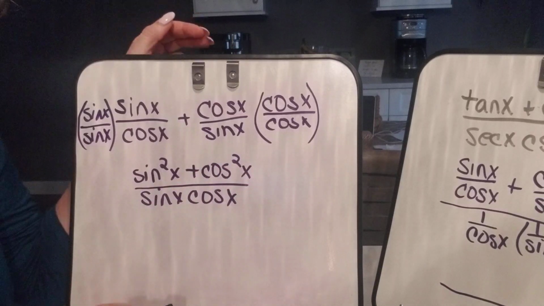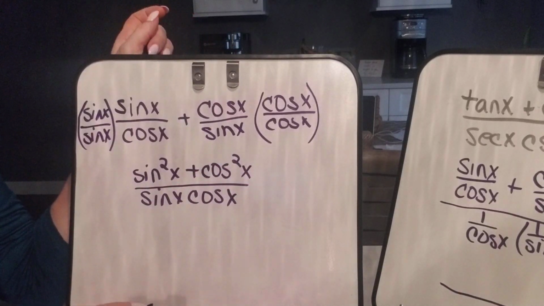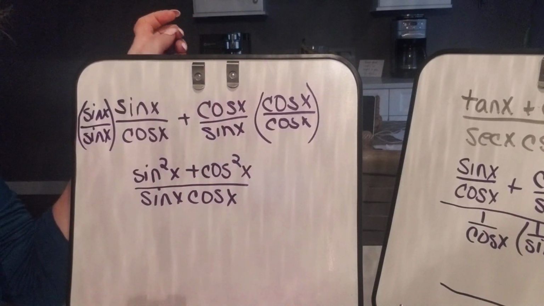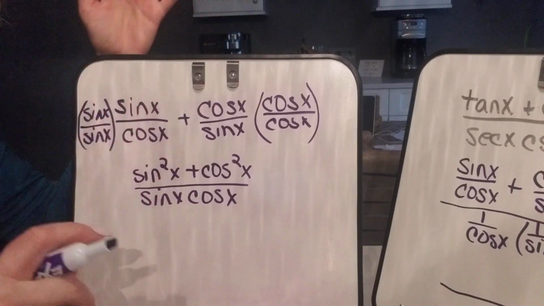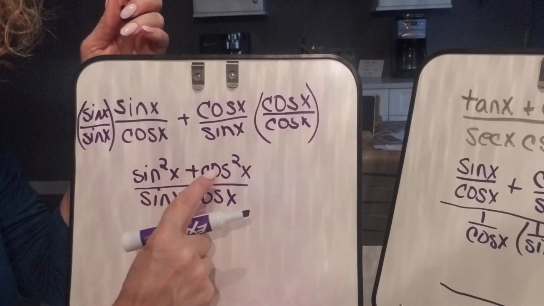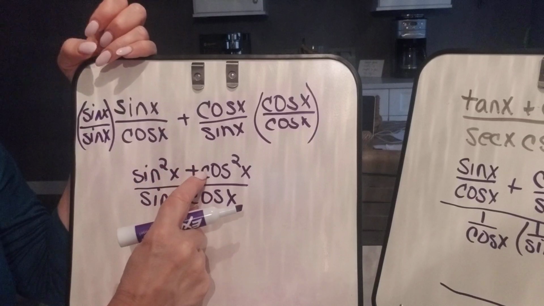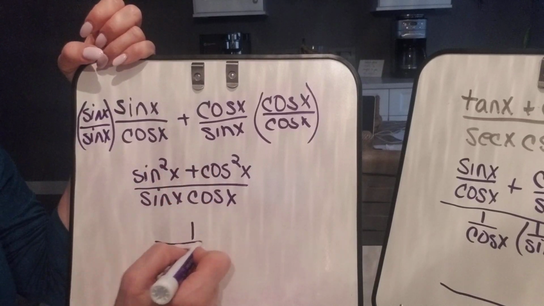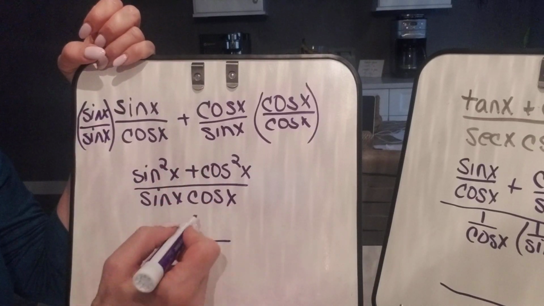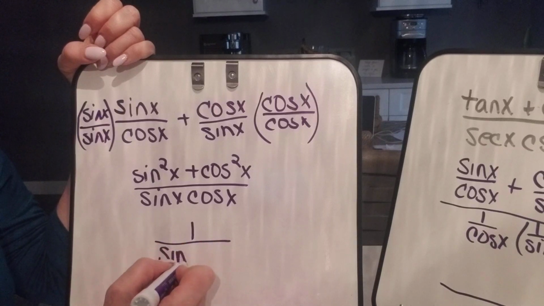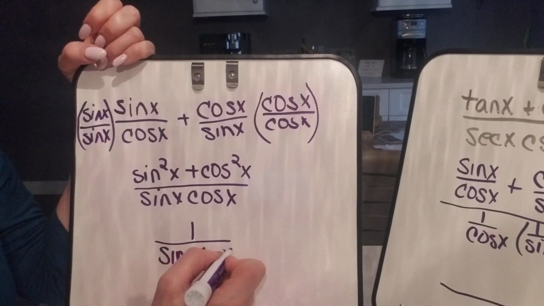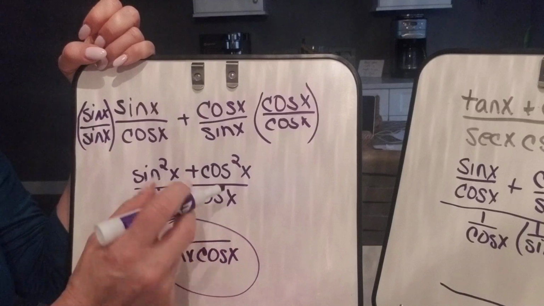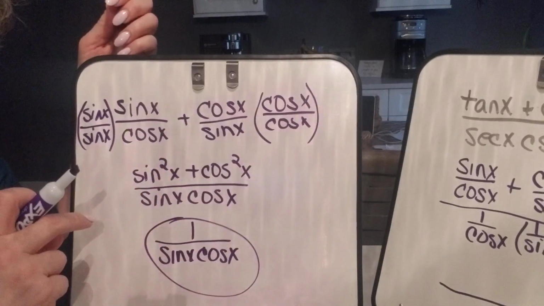Sine x times sine x is just sine squared x, plus cosine times cosine is just cosine squared x. At this point bells should be going off in your head. This is a Pythagorean identity. Sine squared x plus cosine squared x actually is 1. So this is really 1 over sine x cosine x. This is what the numerator simplifies to.